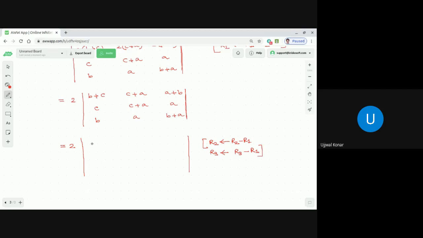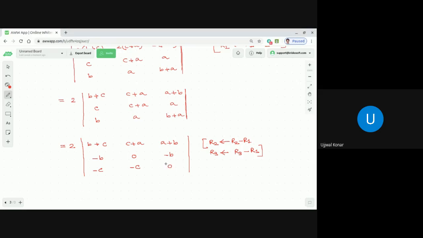So the first row remains the same, that is B plus C, C plus A, and A plus B. Now R2 is R2 minus R1, so C minus B minus C becomes minus B. C plus A minus C minus C becomes 0. A minus C minus B becomes minus B. And similarly, B minus C becomes minus C. A minus C minus C becomes minus C. And then B plus A minus B becomes 0.